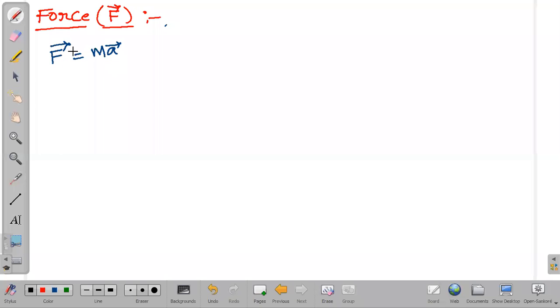Now, what we have to say about force is, as usual, what we learn in school level, force is an external effect in the form of push or pull. So when we are pushing or pulling, what happens? It will try to move an object which is at rest.